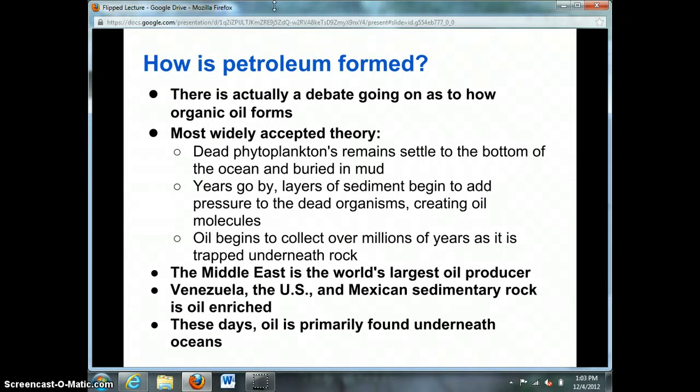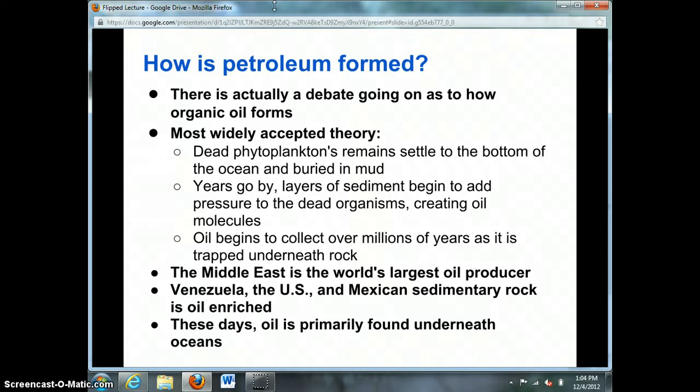How is petroleum formed? There's actually a debate going on amongst scientists as to how organic oil actually forms, but the most widely accepted theory is that dead phytoplankton remains settle to the bottom of the ocean and get buried in mud. As the years go by, layers of sediment add pressure to the dead organisms, and they create oil molecules. More millions of years go by, and the oil begins to collect, but it's still trapped underneath rock, so we have to drill to find it.